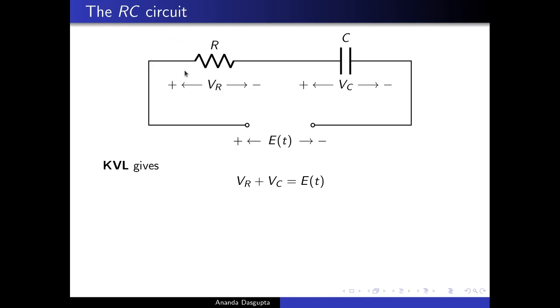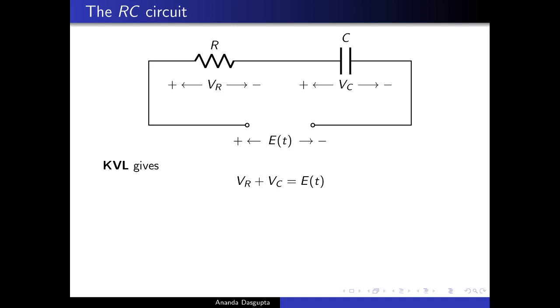So of course, there will be a voltage drop across the resistance, VR, and there will also be a voltage drop across the capacitance, VC. And Kirchhoff's voltage law, which applies to all situations, basically because it's nothing but the law of conservation of energy, tells you that VR plus VC is going to be E of t. So that's straightforward.